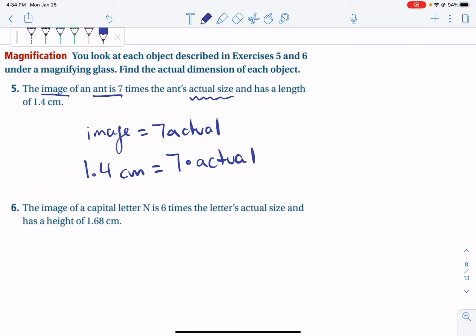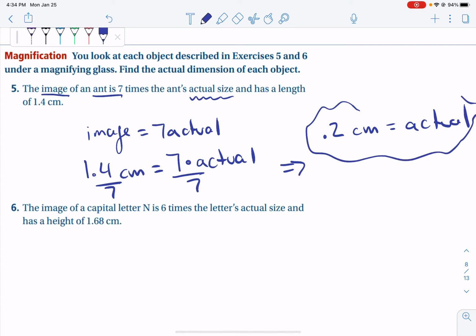So to find the actual size, well, I've already got an equation set up, right? My image is equal to 7 times the actual. So all I have to do is divide by 7. So 1.4 divided by 7, and I ran out of space right here because I'm writing so big. 1.4 divided by 7 is going to be 0.2 centimeters, and that's going to be the actual size of the ant. It's going to be about 1/5 of a centimeter, 0.2 centimeters.